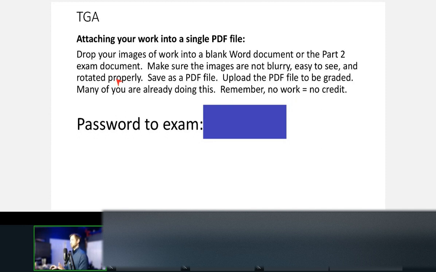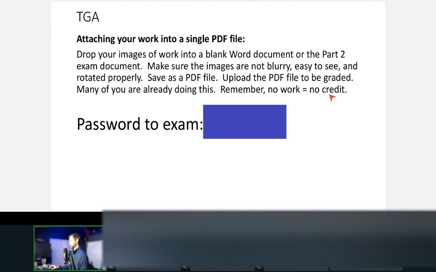So put it in a Word document. Make sure they're nice and big, basically one image per page, and save it as a PDF. So in Word, file, save as, select PDF. Also keep a copy of the Word document for your own records, in case you have to go back and look at it. Upload the PDF to be graded. Many of you are doing this already, so thank you.